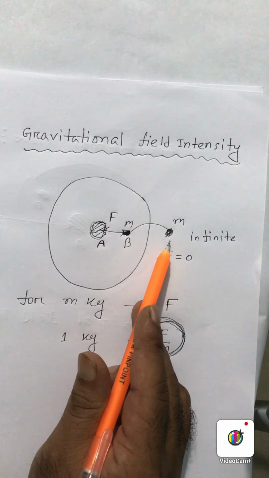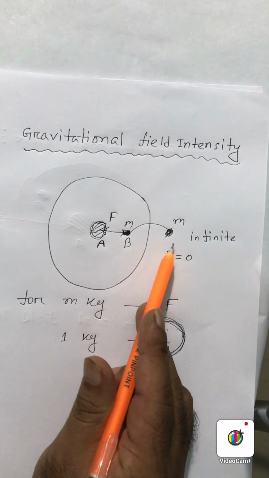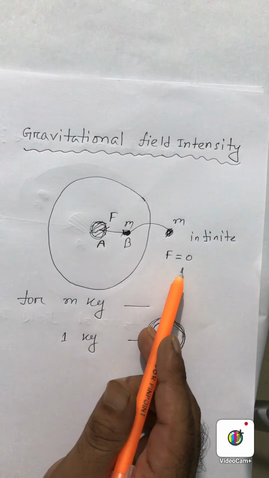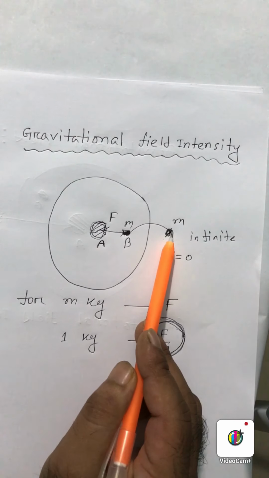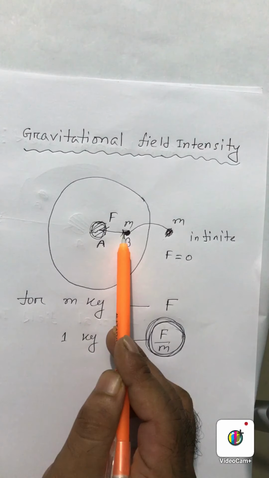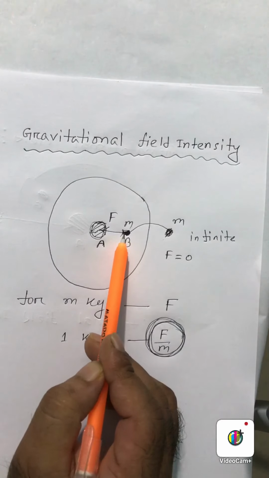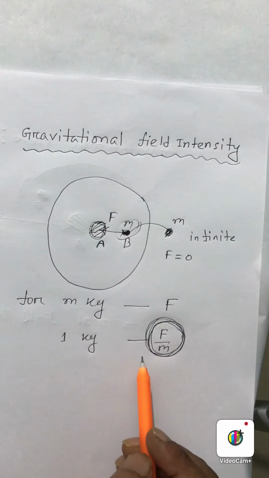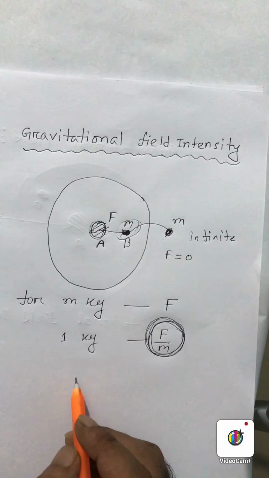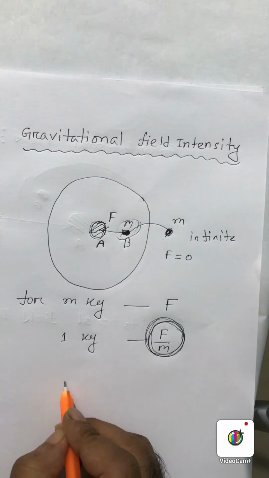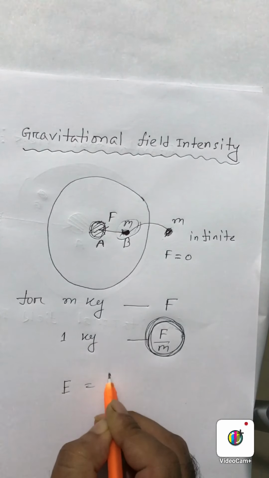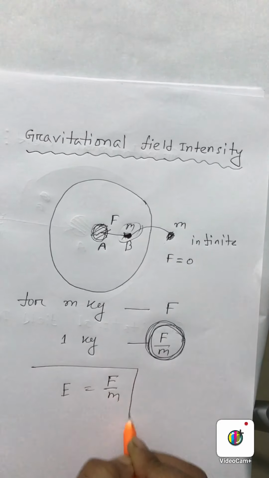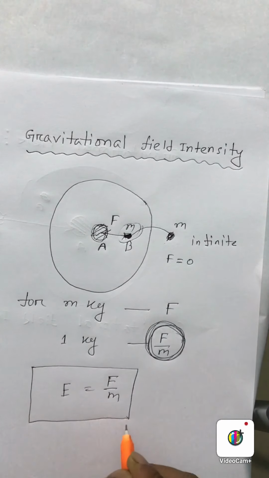Again, what is gravitational field intensity? If an object of mass 1 kg is brought from infinite distance to a point inside the gravitational field, the gravitational attraction force on that object is called gravitational field intensity. Gravitational field intensity is represented by E. So E is equal to F by m. This is the equation of gravitational field intensity or gravitational field strength.